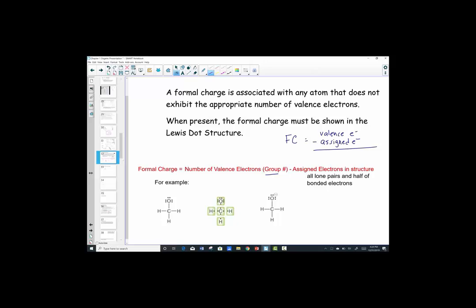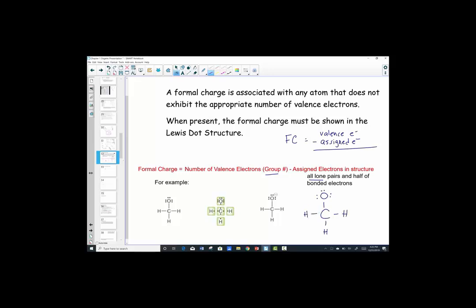Let's review what I mean by assigned electrons. All lone pairs and half of the bonded pairs are assigned to an atom in a structure. So let's take, for example, a compound with the central atom carbon. Let me draw it bigger. Here's the central atom carbon leading up to an oxygen that has 3 sets of pairs, and then the carbon is leading out to hydrogens.